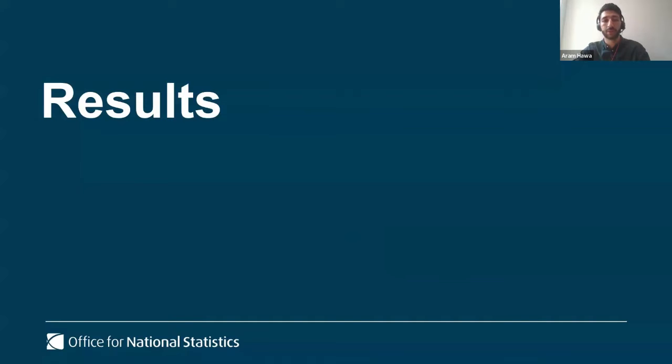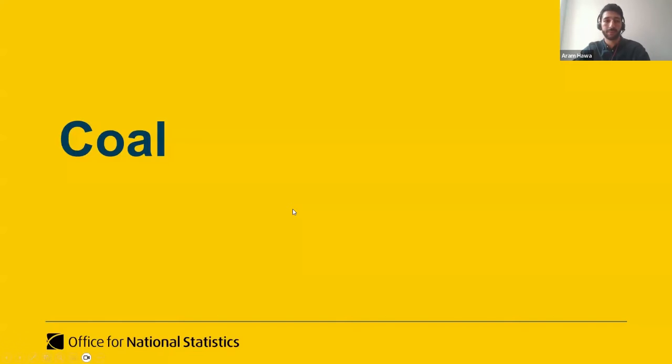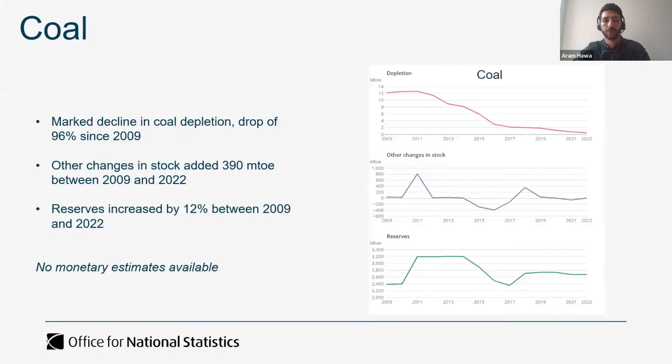Moving on to the results section, which I'll report on a service basis. Beginning with coal, a service for which we've only generated estimates for the physical dimensions, we can see that there has been a marked decline in coal depletion, a drop of 96% since 2009. Other changes in stock add 390 million tons of oil equivalent between 2009 and 2022. Reserves increased by 12% between 2009 and 2022, which was due to other changes in stock exceeding depletion levels.